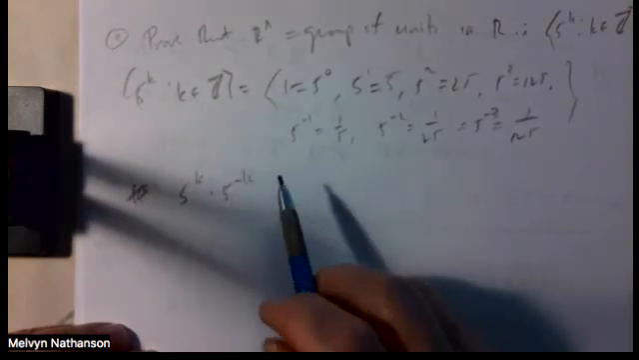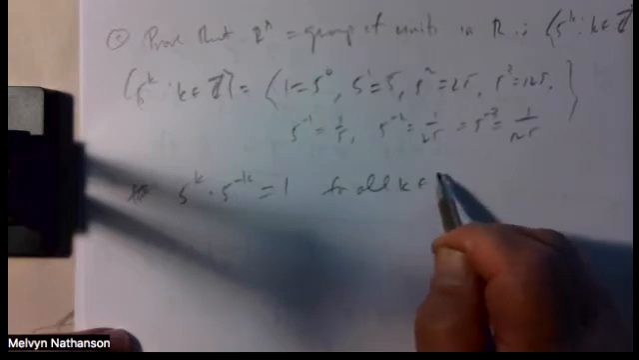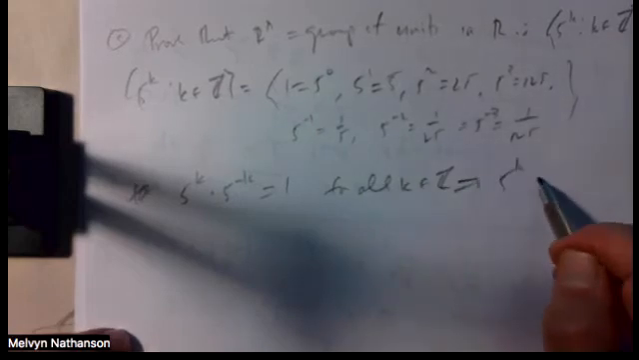And I want to show that this is the group of units. So first of all, you have 5 to the k times 5 to the minus k equals 1 for all k in Z. So 5 to the k is a unit for all k in Z. So every element in this set is certainly a unit because its inverse, the inverse of a power of 5, is another power of 5, which we're allowing positive and negative exponents.